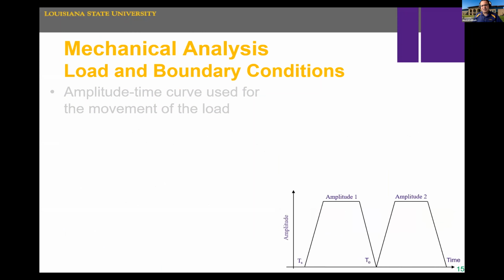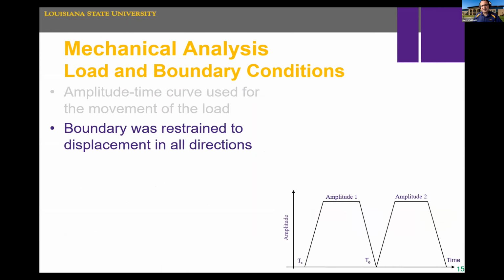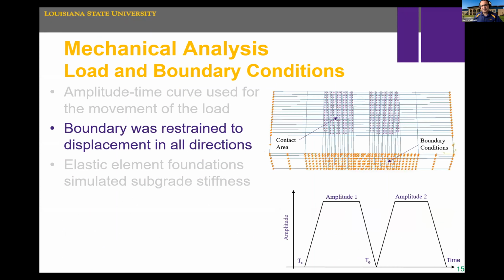So to simulate the movement of the load, we use this shape that you see here. This is the amplitude of the load. Basically, you apply your load in a part of the model, and then you keep the load constant for a small time. Then you reduce the load, go to another contact area, and start increasing your load. Then you keep it constant, and then you decrease.